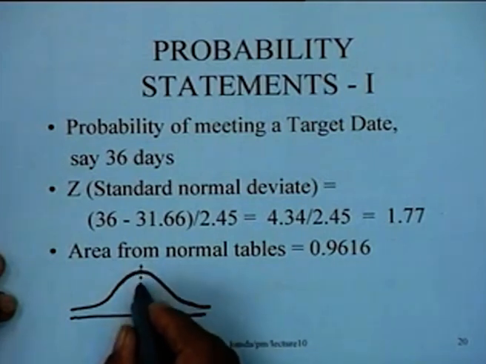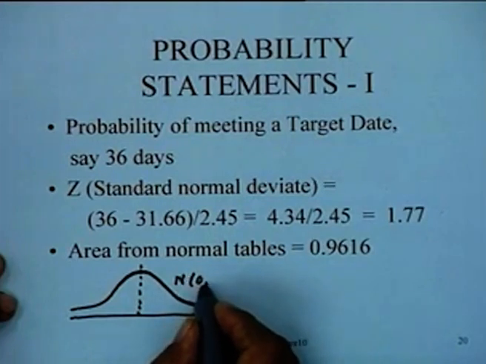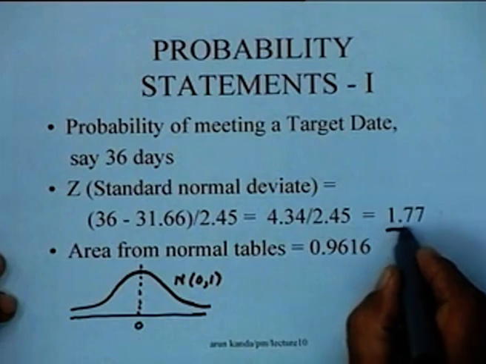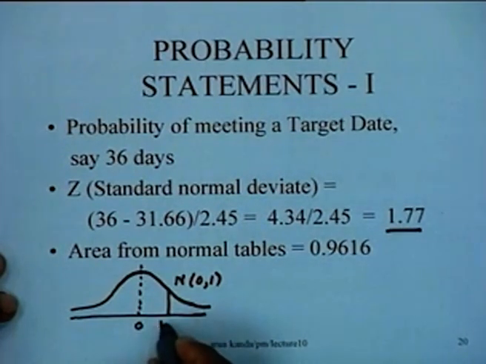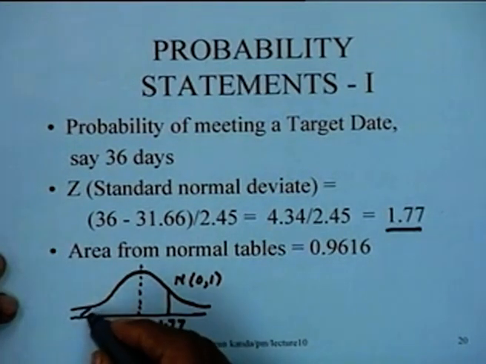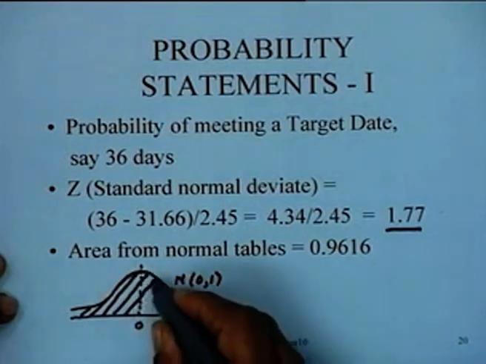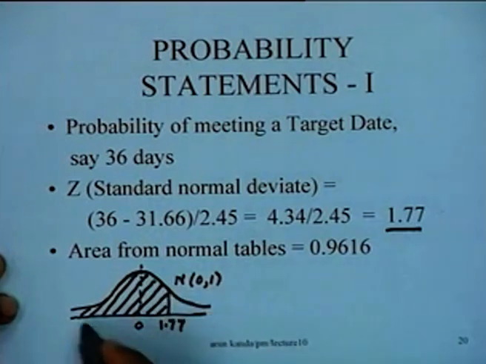And from the standard normal tables, standard normal table means it's a normal distribution with mean 0 and variance 1. And we have tables available which specify the area. So this is 0. This particular value of 1.77 that we computed would be somewhere here. This is 1.77, and what we are interested in computing is this area under the curve to the left of this particular value of 1.77.